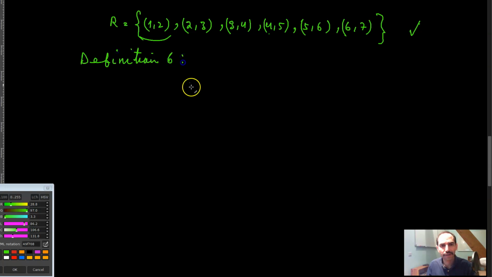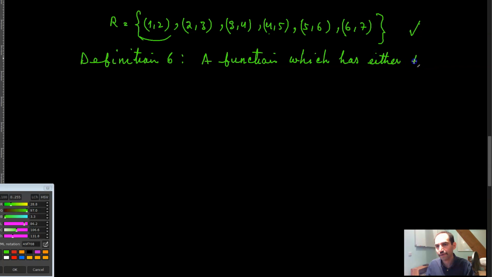As definition number 6, I can say that a function which has either R or one of its subsets of R as its range is called a real valued function.